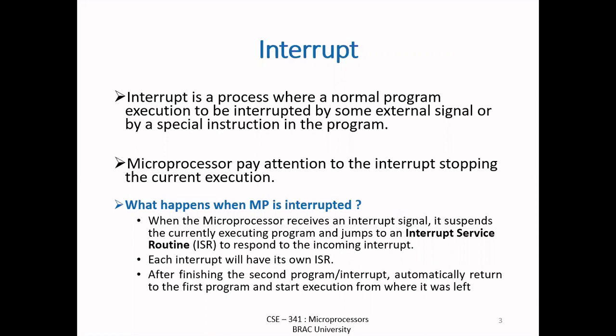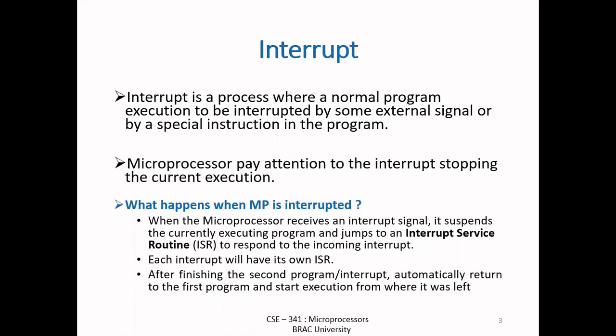At first, we have to know what is interrupt. The meaning of interrupt is to break the sequence of operation. Interrupt is a process when a normal program execution is interrupted by some external signal or by a special instruction in the program. While the microprocessor is executing a program, an interrupt breaks the normal sequence and diverts its execution to some other program called interrupt service routine, or in short, ISR. After executing, control returns back again to the main program, right?